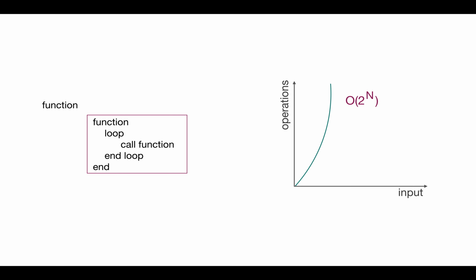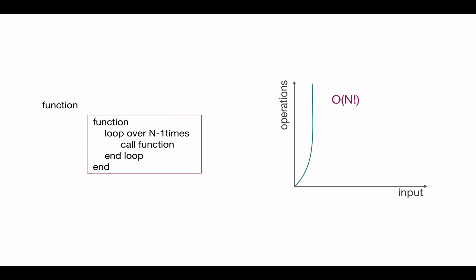And worse than this is factorial, which is n multiplied by n minus 1, n minus 2. It goes on until the value of n becomes 0. So like if we have recursion inside a loop for n minus 1 times, we get such terrible performance. So these were the most used complexities that we come across while coding and writing algorithms.